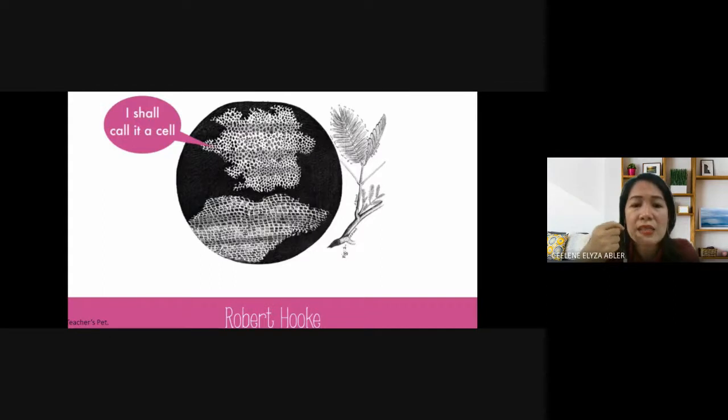What he studied was a cork. What he saw, and why he called it a cell, is that it was like the rooms of the monks. They called those cells back then, because of their small size, with little things inside each room. So that is why he called it a cell. The term cell is credited to Robert Hooke. But there's another scientist for it, which you will discover if you study biology on your own.